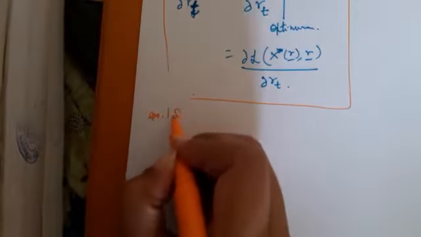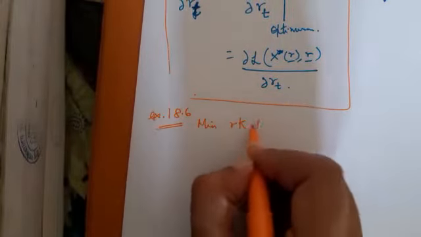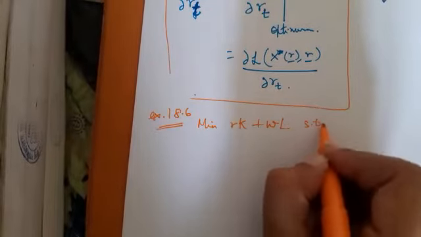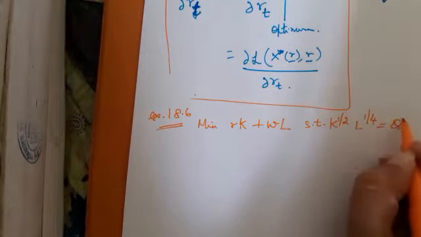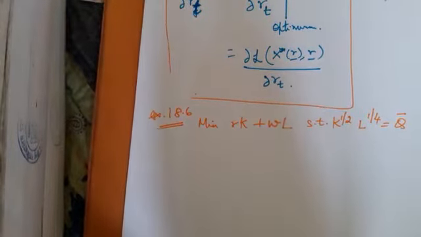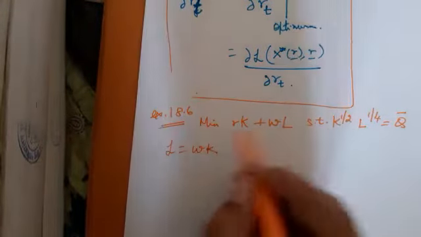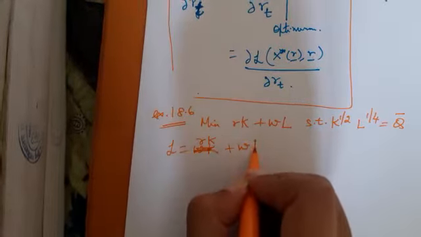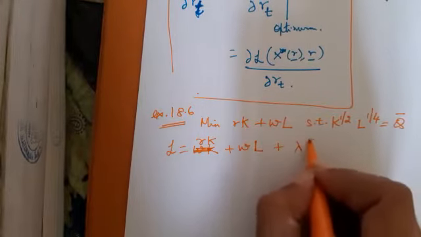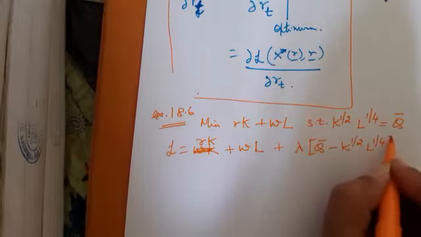We'll talk specifically with respect to example 18.6, where the problem was to minimize R times K plus W times L, subject to K to the power half L to the power 1/4 being equal to some output Q bar. And here our Lagrangian was RK plus WL plus lambda times (Q bar minus K to the power half L to the power 1/4).